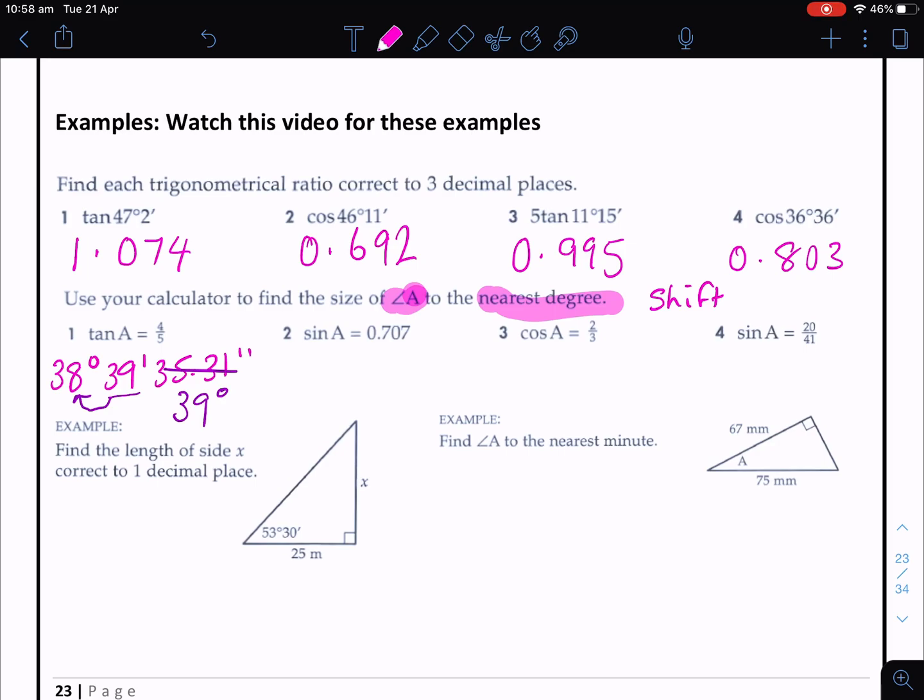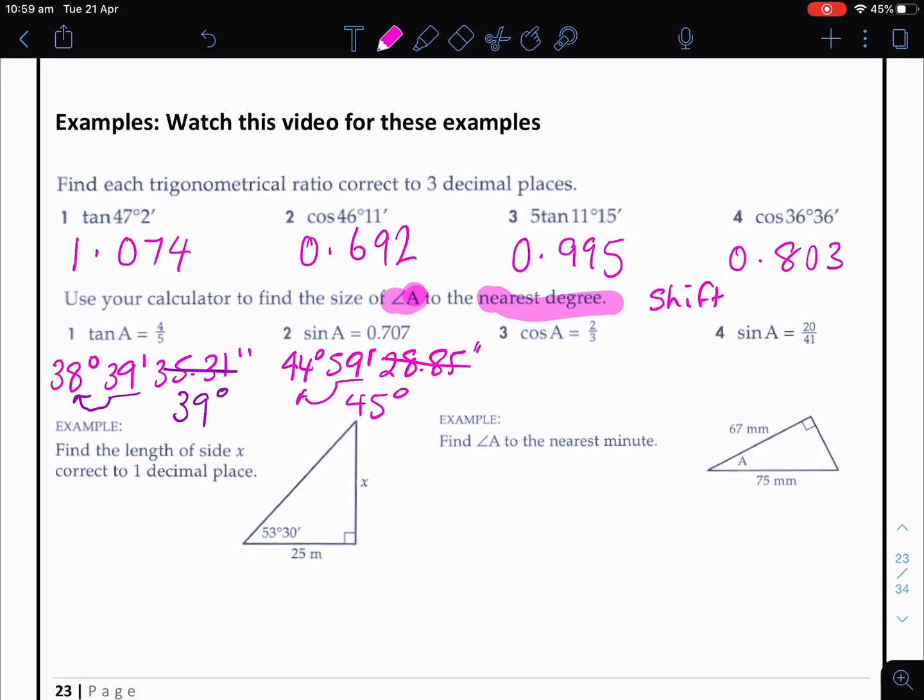Okay, sine A, let's do this one. So we're going to go shift sine to give us the inverse. 0.707 equals, sorry I put it in wrong, shift sine 0.707 equals, then press your degrees, minutes, seconds. So you'll get 44 degrees, 59 minutes, and 28.85 seconds. Again, we don't need the seconds, we're just looking at the minutes, and obviously that one is above 30. So this one here is going to go up to 45 degrees to the nearest degree.